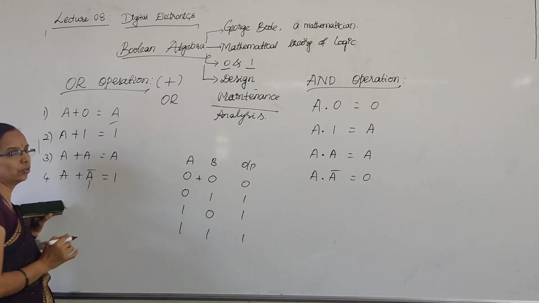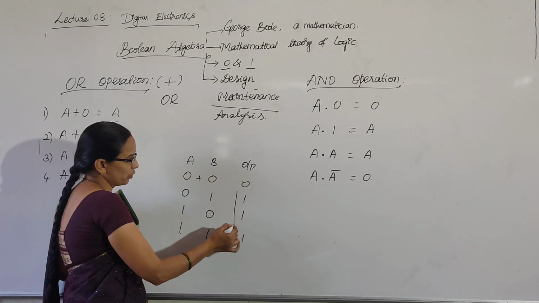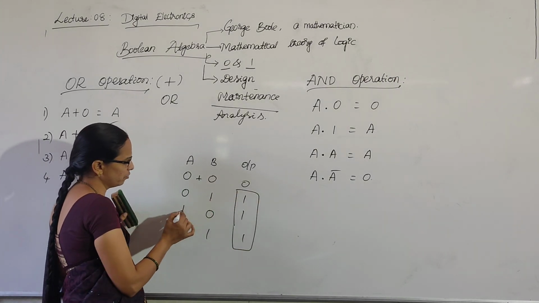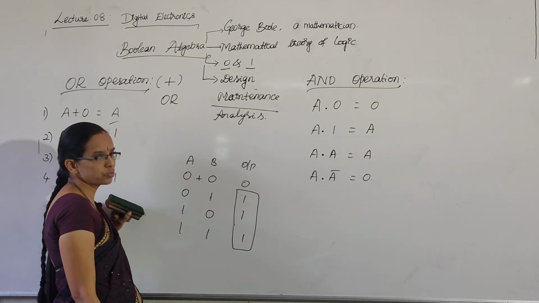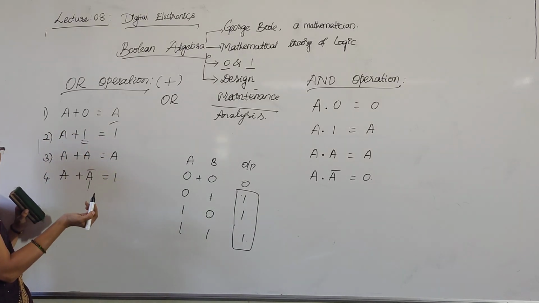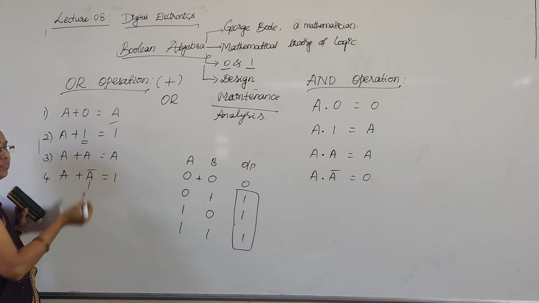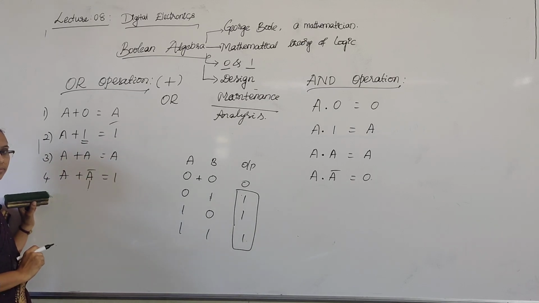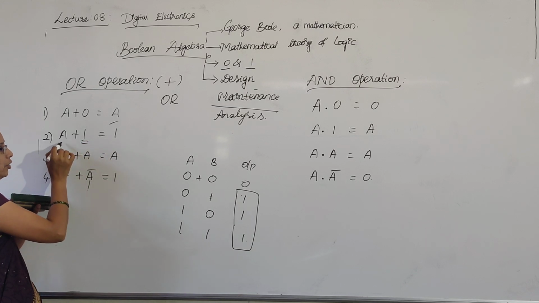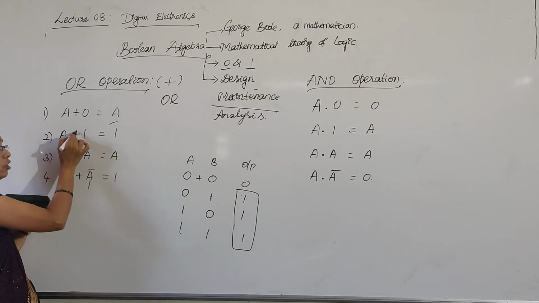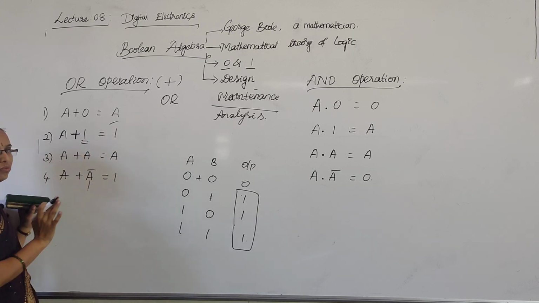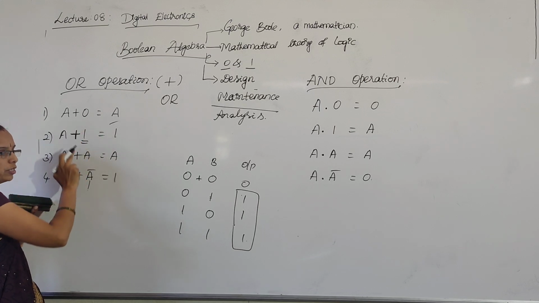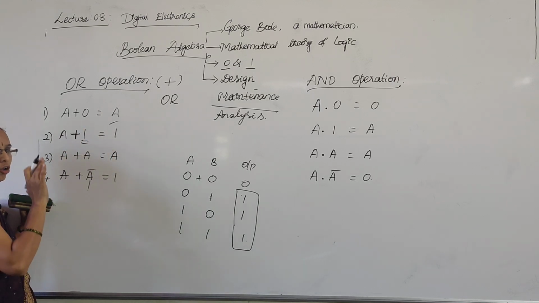The second one, A or 1 is equal to 1. See, here you can observe, if any one of the variables is 1, the output is 1. If both are 1, then also output is 1. So, if you have a plus symbol, the OR symbol, regardless of the A value, you can tell the output is 1. Because if any one of the inputs is 1, the output will be 1 in OR operation.